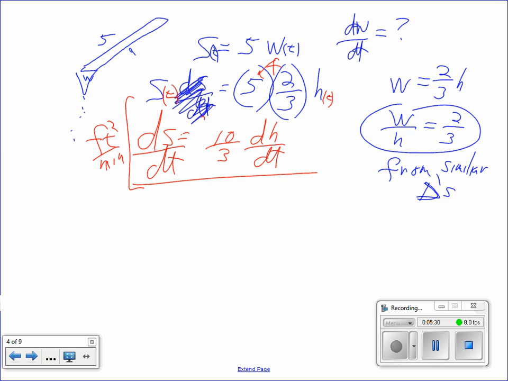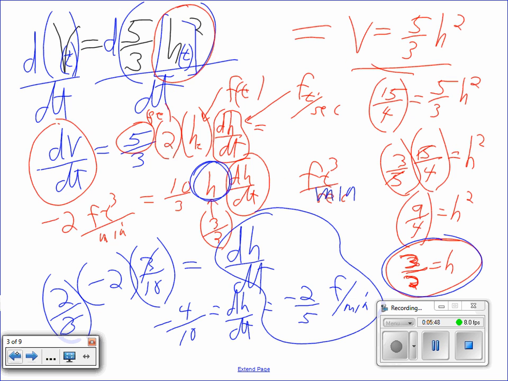This is feet squared per second. This is feet per minute, sorry. And this is feet. So we do get feet squared per minute. Okay, they asked for dS/dt. Well, do we know what dH/dt is? We sure do, because we found it on the last problem. It's minus 2/5 feet per minute.